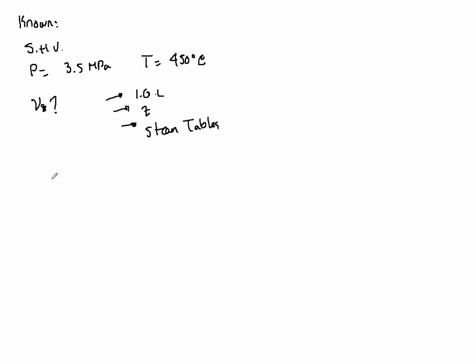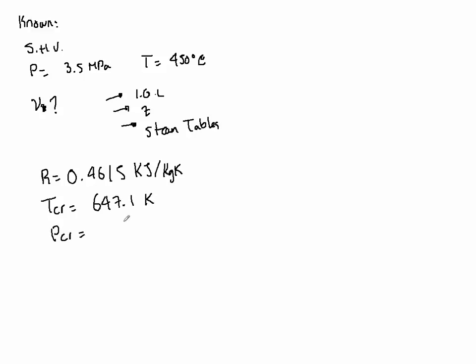Once again, this is the accurate value, the real value, and then we're going to compare it based on these two results. So first we're going to find the properties of water, and we're going to go to table A1 to get the value of R. That's going to be 0.4615 kilojoules per kilogram Kelvin. Then we're also going to find the critical temperature, which is 647.1 Kelvin, and the critical pressure, 22.06 megapascals. So for the ideal gas, we're simply going to find the specific volume to be RT divided by the value of P.